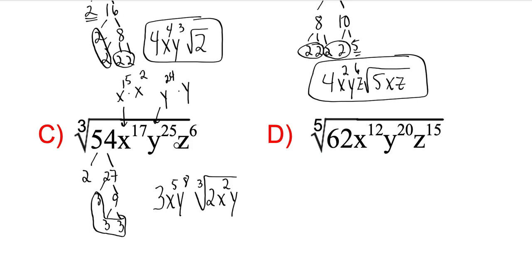And then we're doing the same thing with z. So z to the 6 divides nicely by 3. That just gets us z squared. All right, and that is that one. And one more of these before we get to the quotient rule.